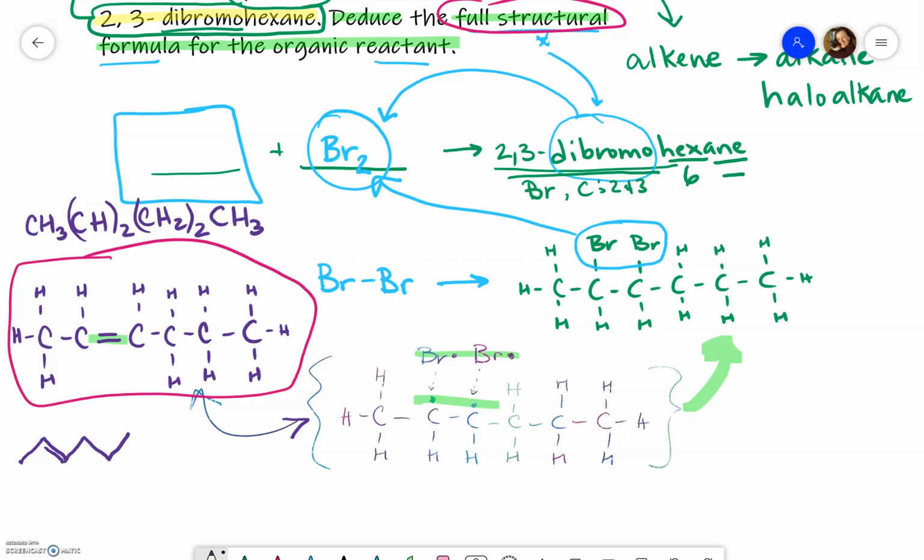And if we were asked to name this, we know that 1, 2, 3, 4, 5, and 6 is a hex. We know that a double bond is an ene, so we have hexene. And we know that that starts on the second carbon, so it's 2-hexene.